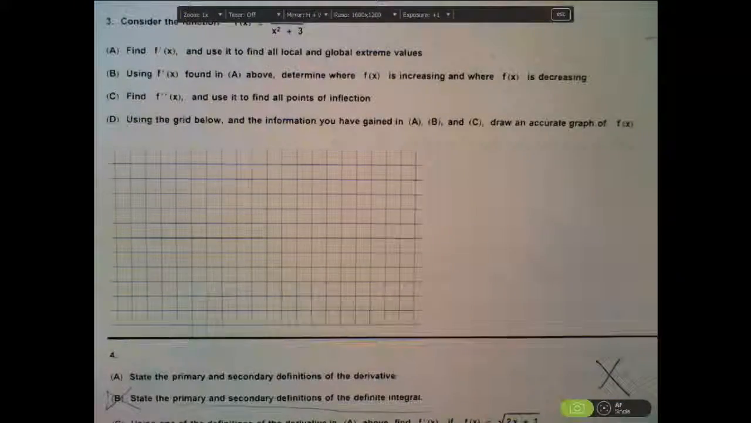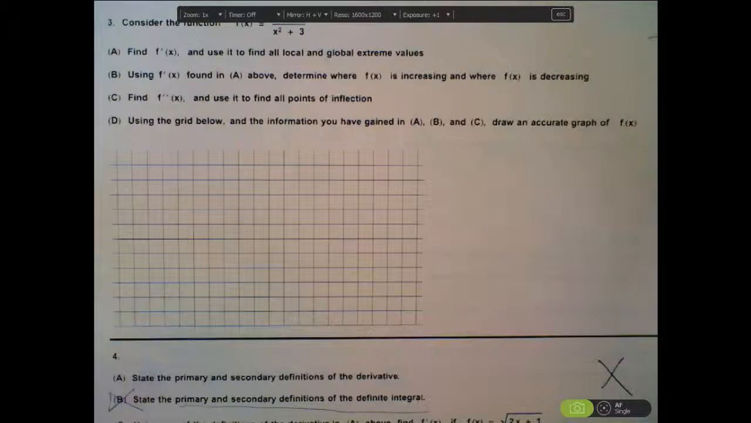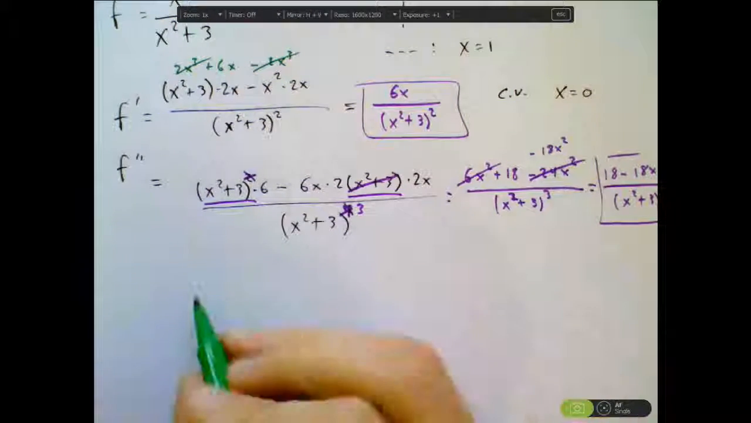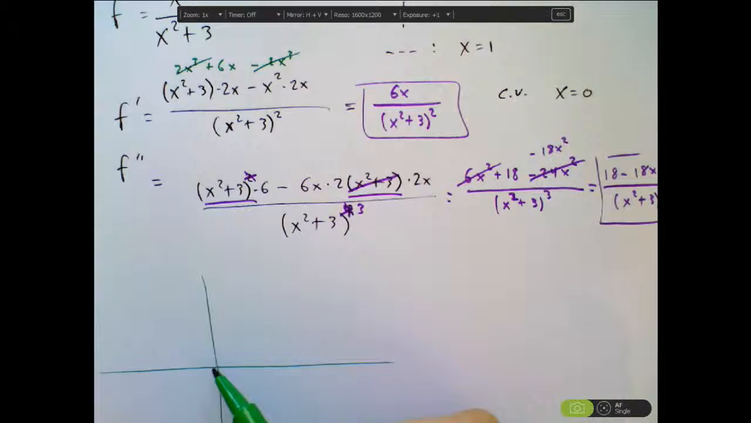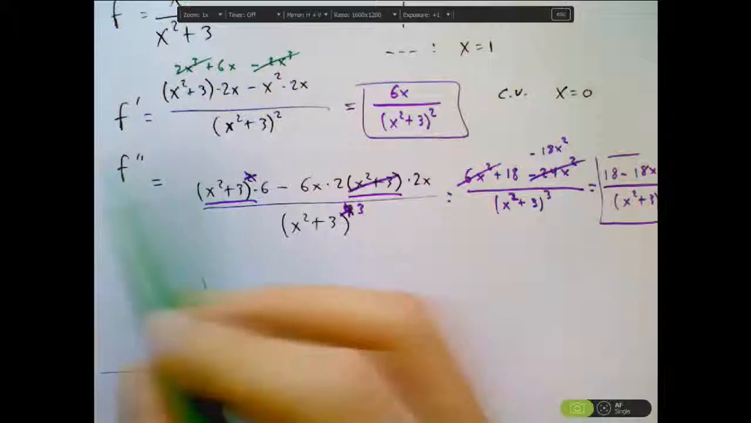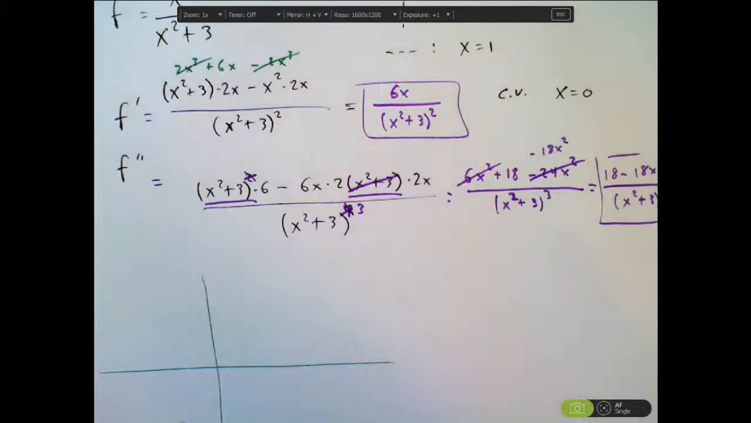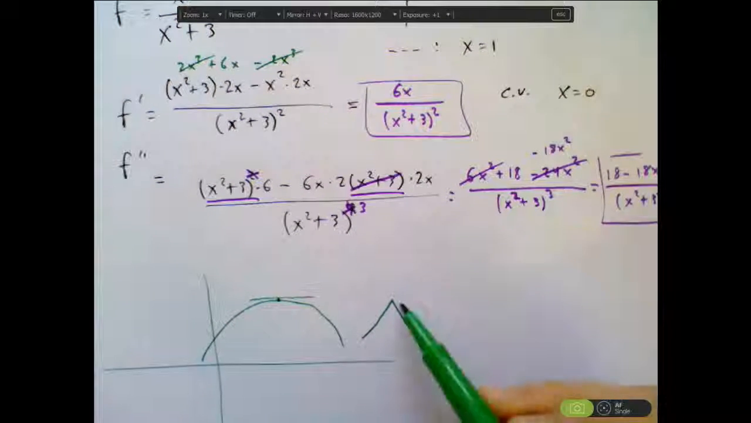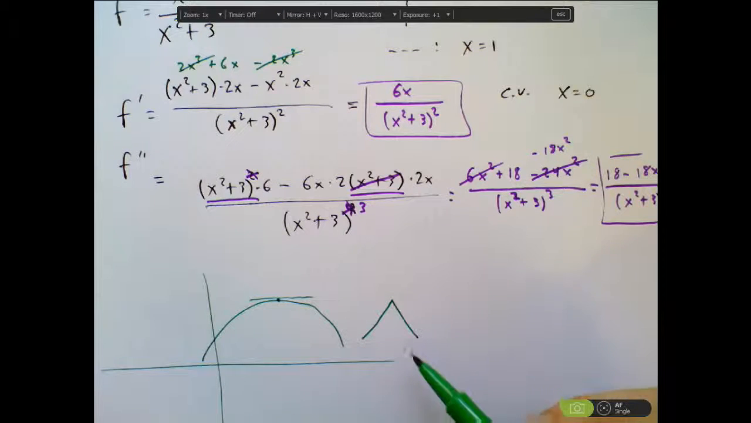So question number 1: find f prime and use it to find all local and global extreme values. All right. So extreme values, let's sketch this. Extreme values are only going to happen at the critical values. So, local maxima could happen either where f prime is 0, in which case there would be a horizontal tangent, or for some curves, if f prime were not defined, there could be a corner or a cusp there, but that could also count as a local or global maximum.